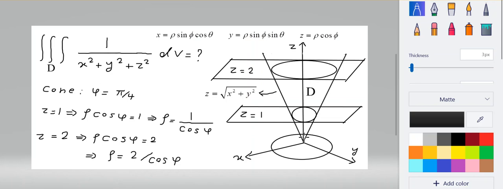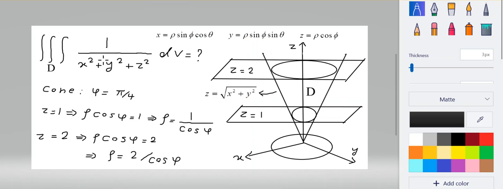What is D? Okay, look at this picture. We have a cone here. The equation of this cone is z equals the square root of x squared plus y squared. Once we cut this cone with this plane z equals 1, the other time we cut this cone by this plane z equals 2. So the region D is here actually, inside the cone between these two planes.